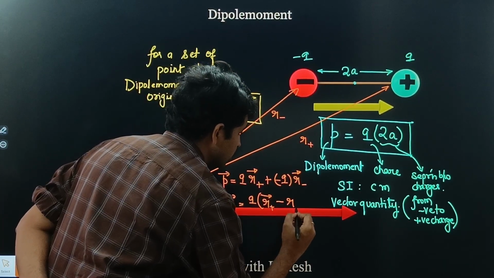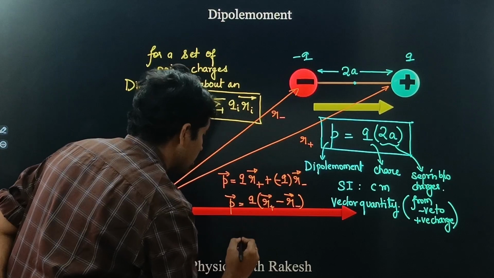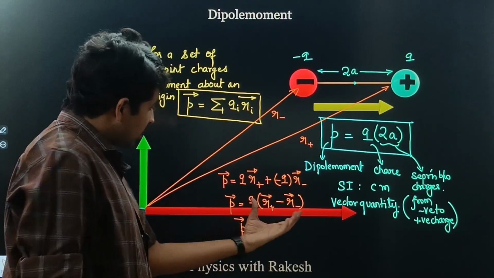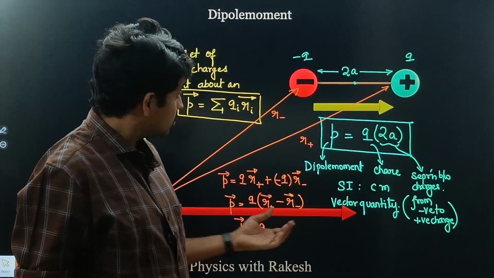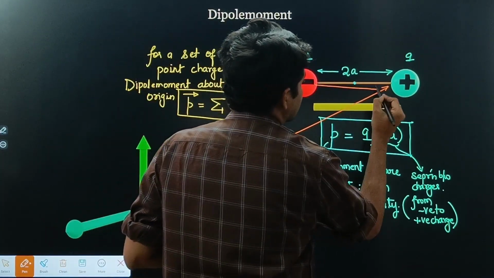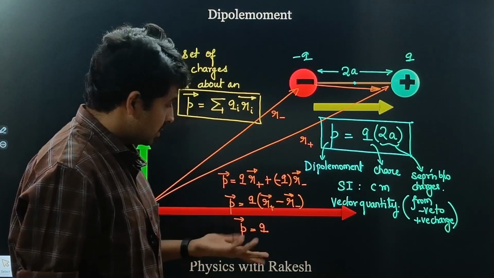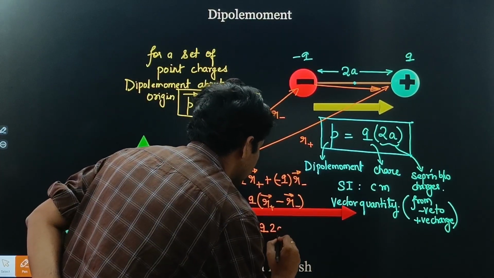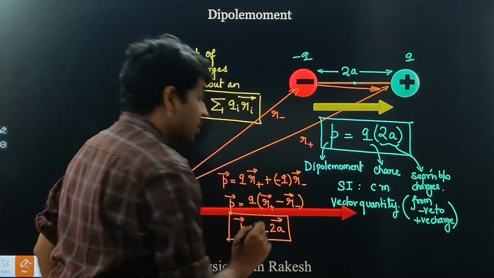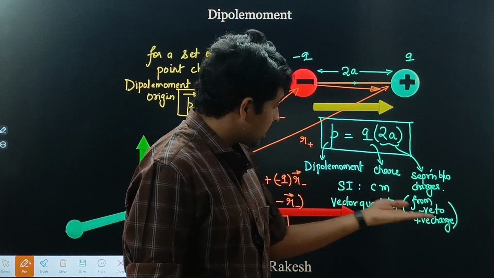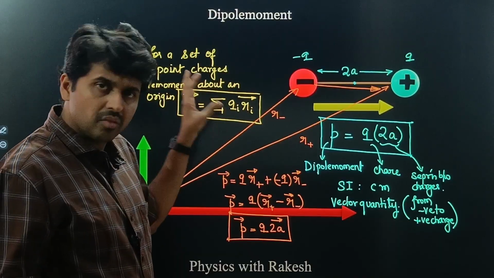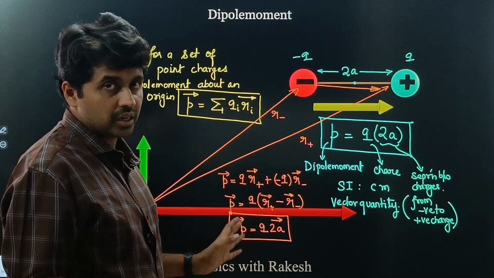Okay. So how can I write this as P bar equal to Q into R plus minus R minus, or P bar equal to Q into, see what is this vector R plus minus R minus? So R plus minus R minus is this vector. Okay, that is nothing but 2A. Okay, so even if you forget where is the direction from negative to positive, just remember that this is a basic definition, and from here also you can get the direction.